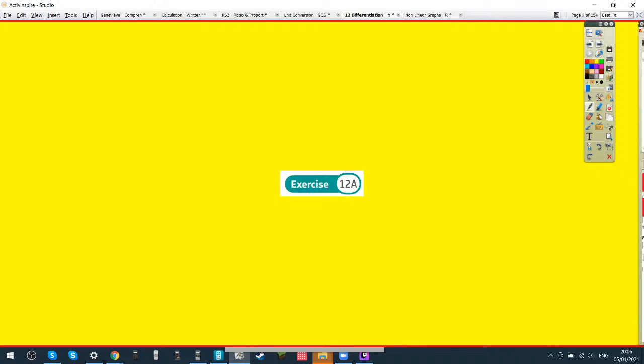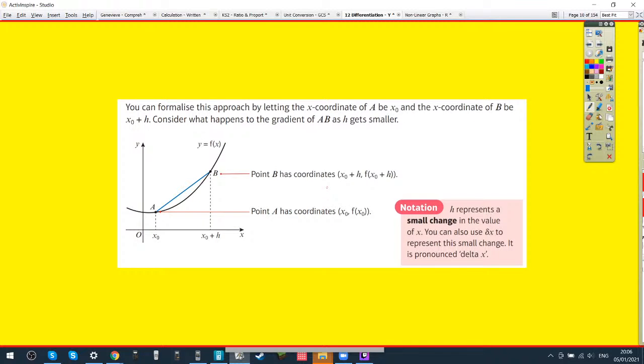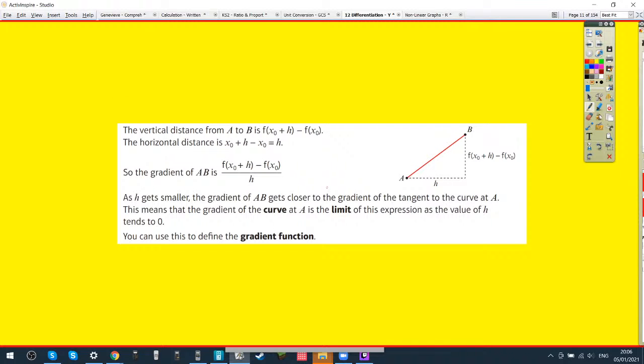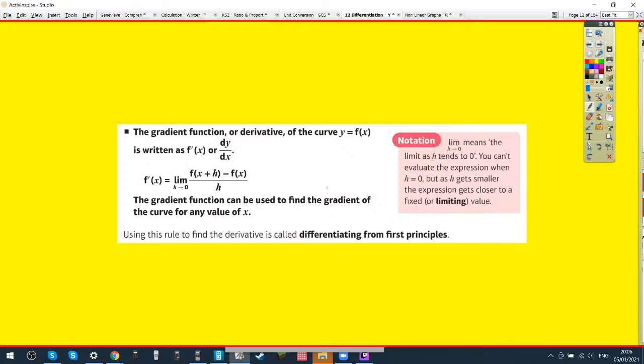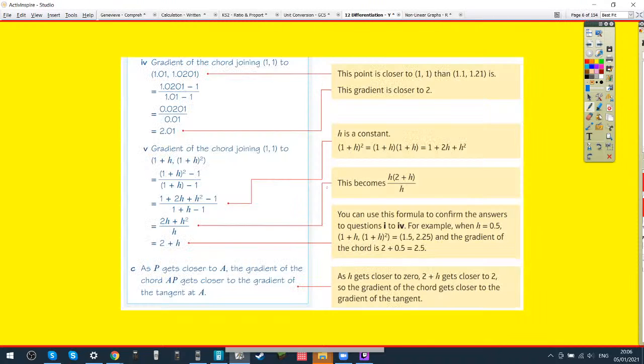Lots of fun. Let's see. Finding the derivative. Let's see. It's pretty good.